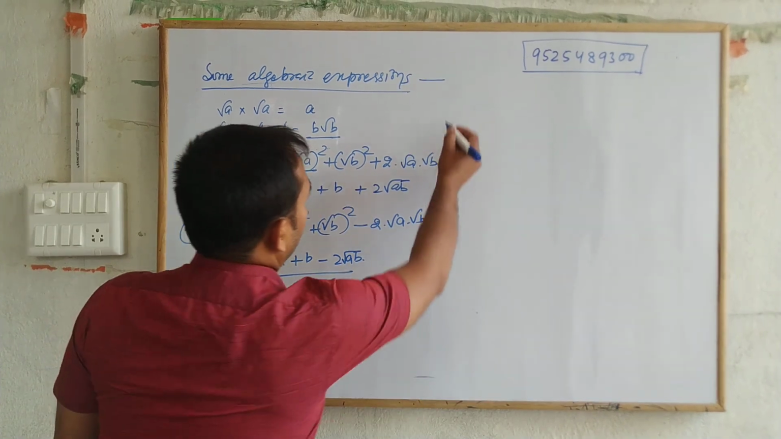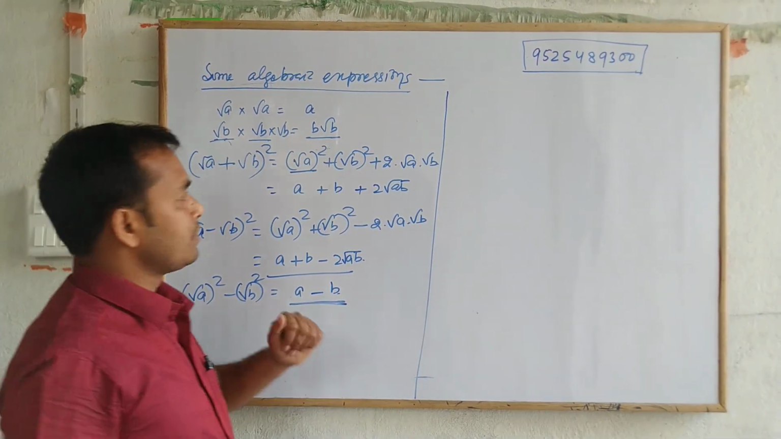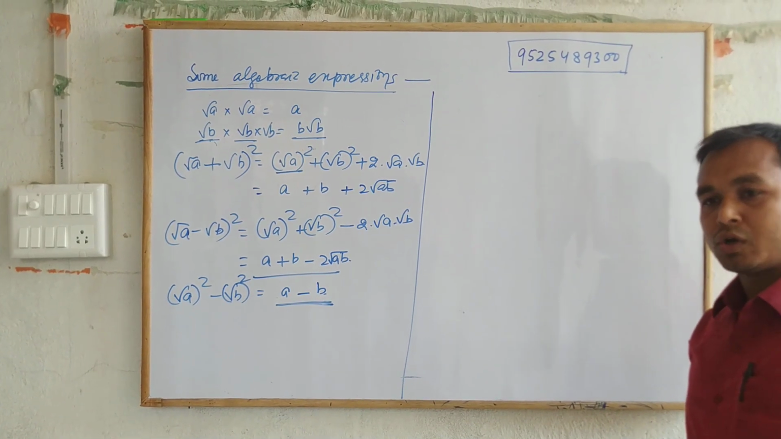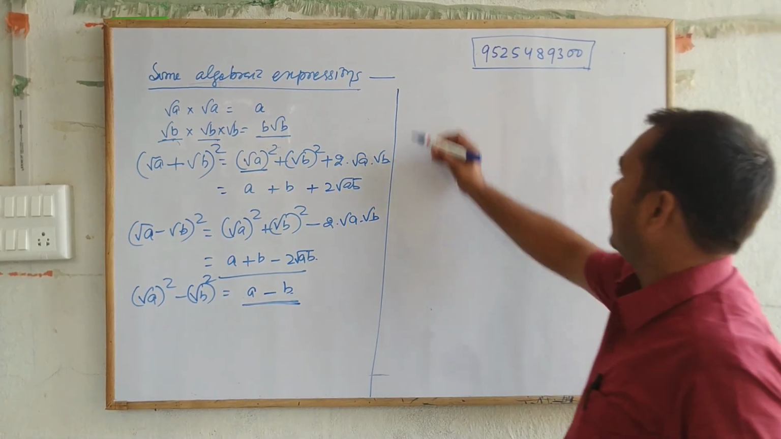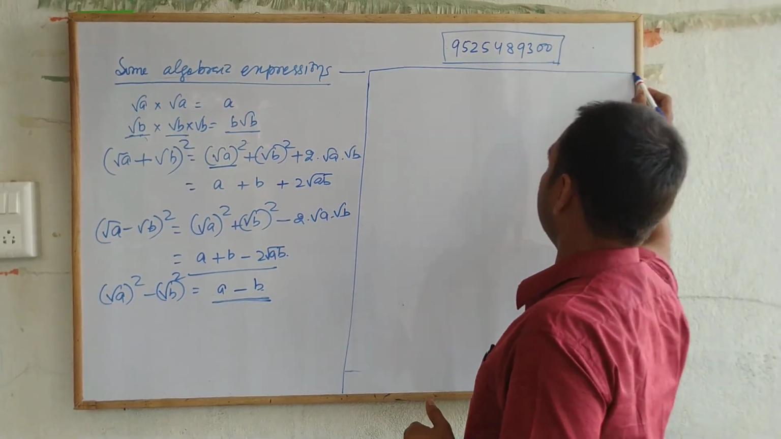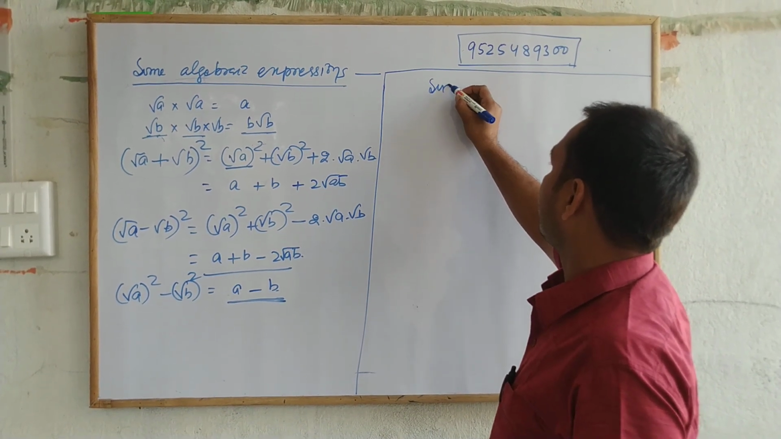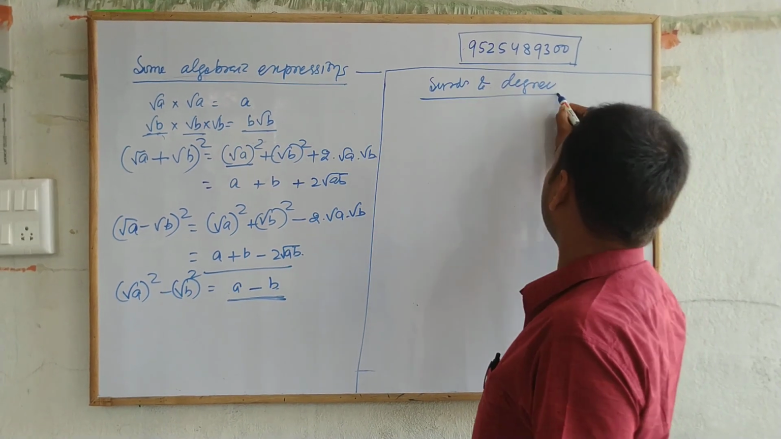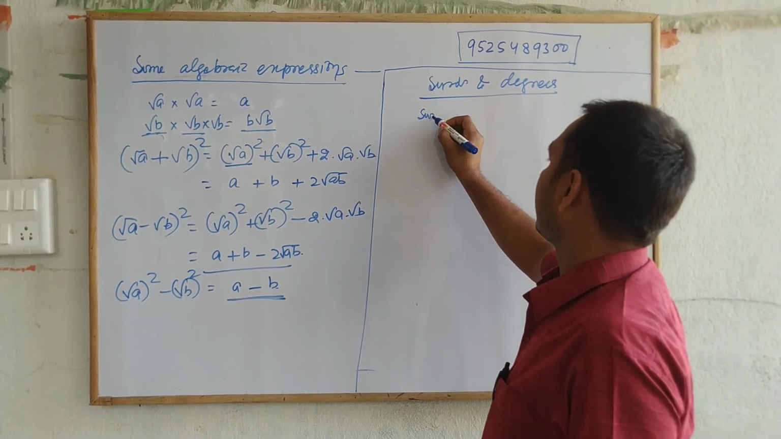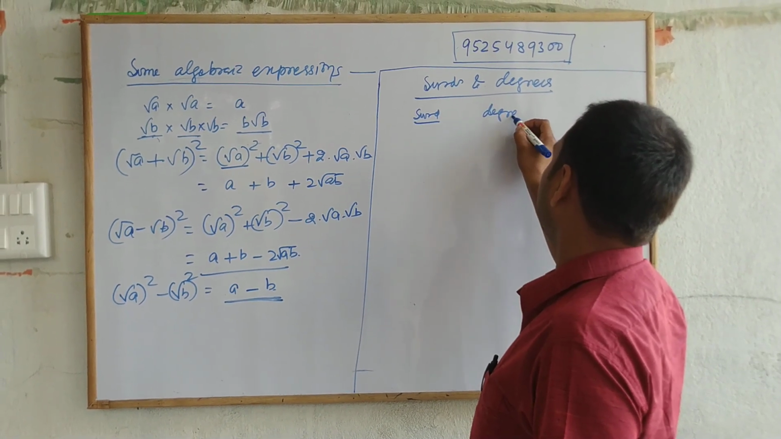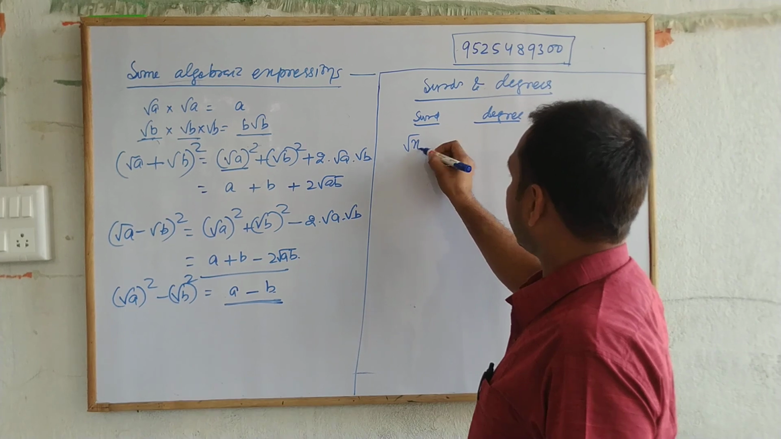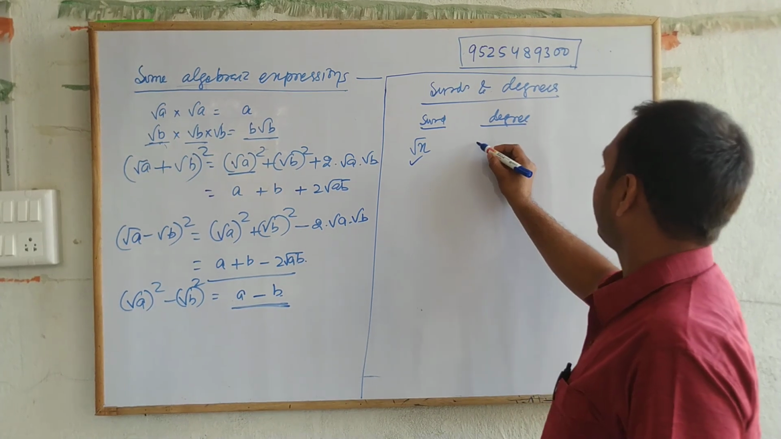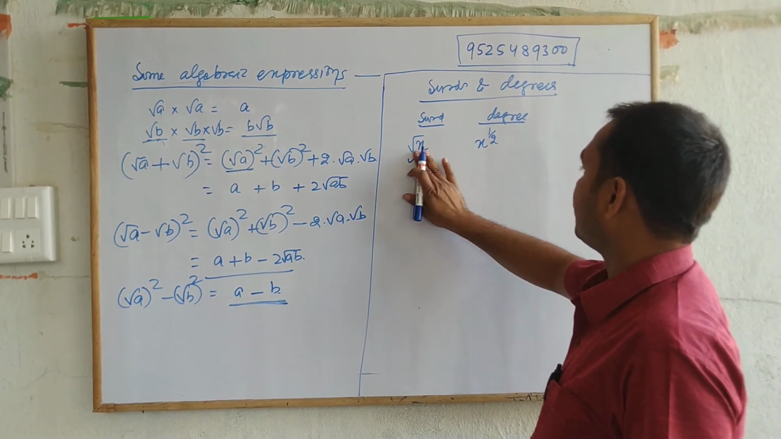Now look again: some irrational number and rational number terms which are used to solve the exercise, as surds and degrees. Here surd, and here degree. Root x is in the form of a surd, and this is written in degree form as x to the power 1 by 2.